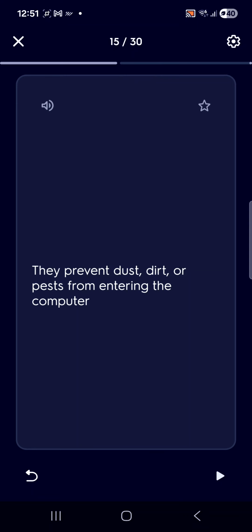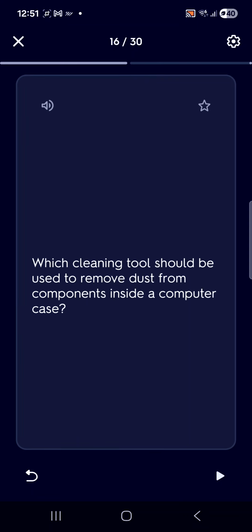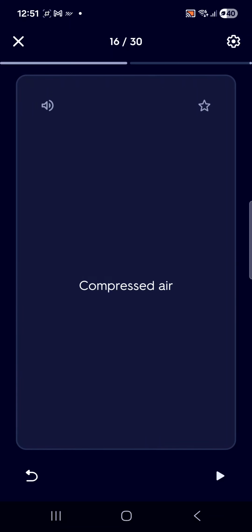Why should missing expansion slot covers be replaced? To prevent dust, dirt, or pests from entering the computer. Which cleaning tool should be used to remove the dust from the components inside of the computer case? Just use compressed air.